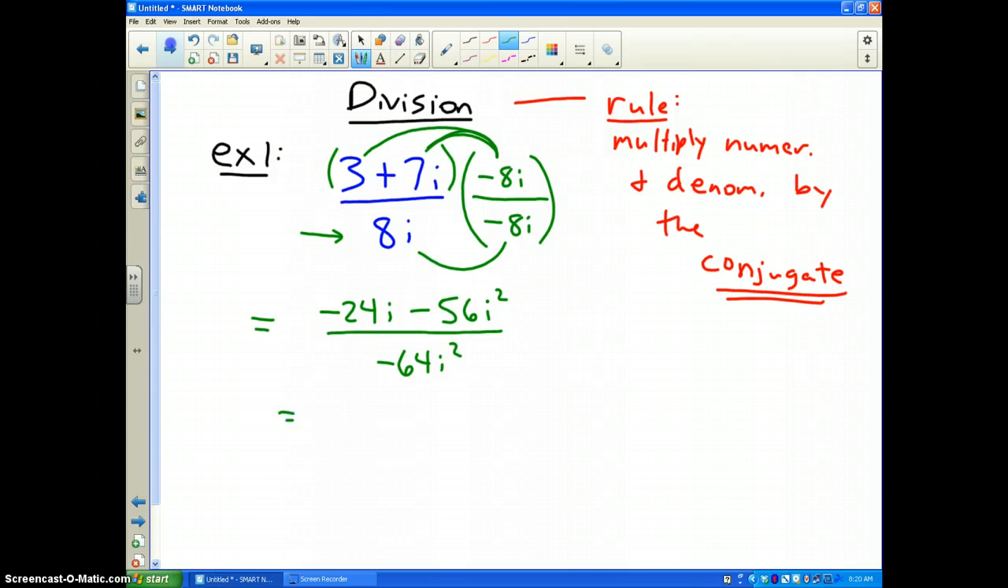Now I'm going to simplify those i squareds. I get negative 24i, and this part and this part right there become negative 1s. If I put negative 1s in their place, very simply, negative 1 times 56 is plus 56, and in the denominator, this becomes negative 1 times negative 64, which is positive 64.